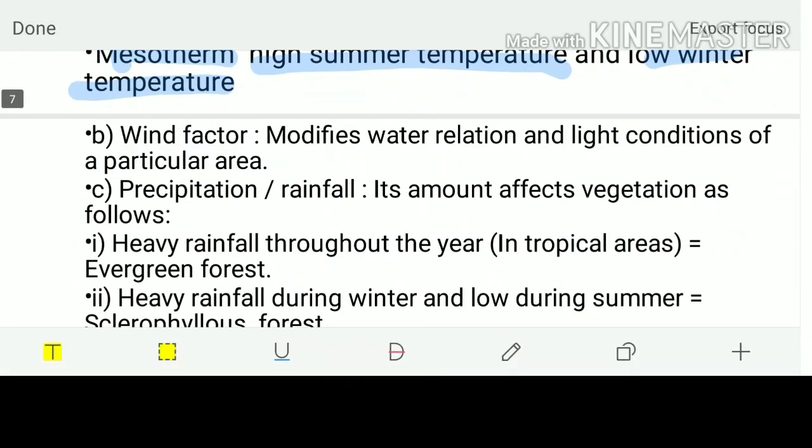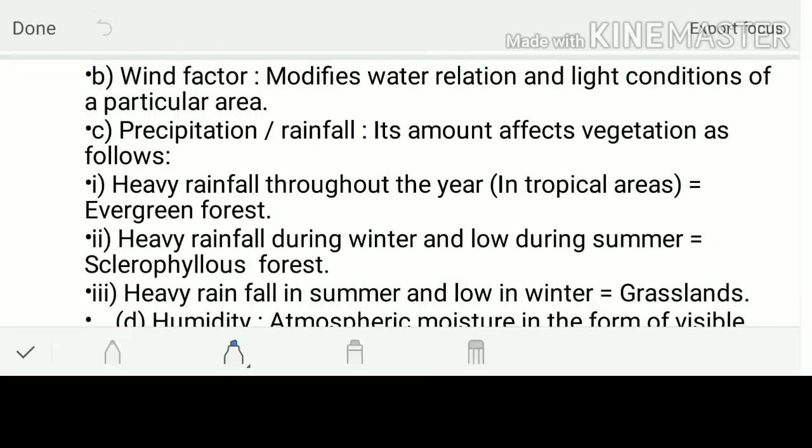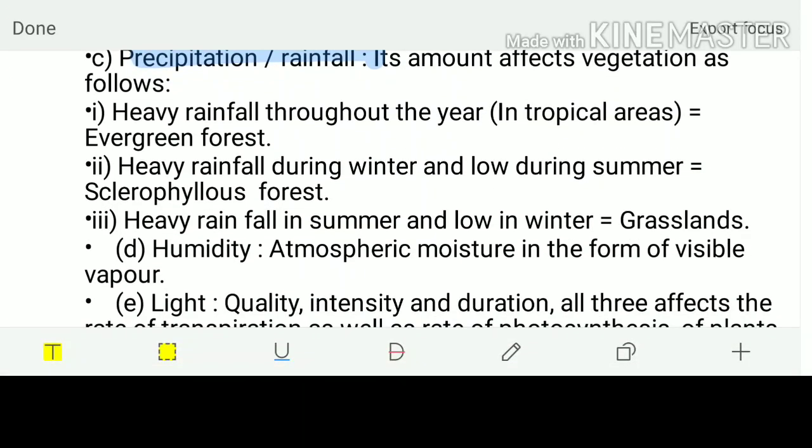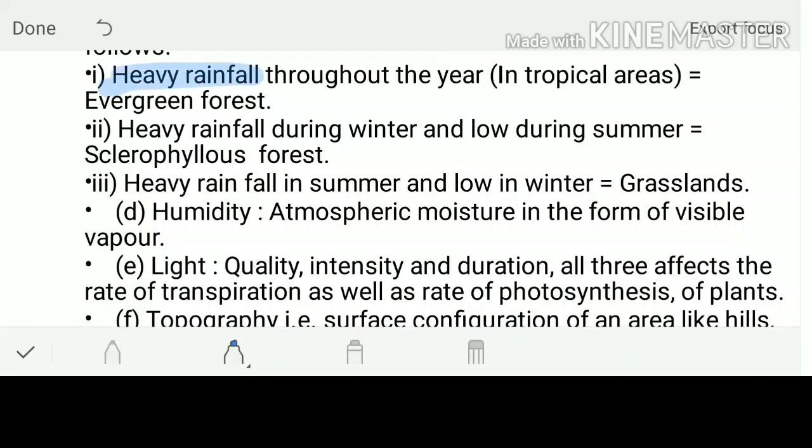Okay. The second factor in the ecosystem is called the wind factor, which modifies the relation of water and the light conditions. If I'll be dealing with the precipitation or the rainfall, it can affect the vegetation as follows. If there is a heavy rainfall throughout the year, tropical areas especially, it will be giving you evergreen forest. If there is heavy rainfall during the winter and low rainfall during the summer, it will be going for sclerophyllous forest. You just need to remember the names.